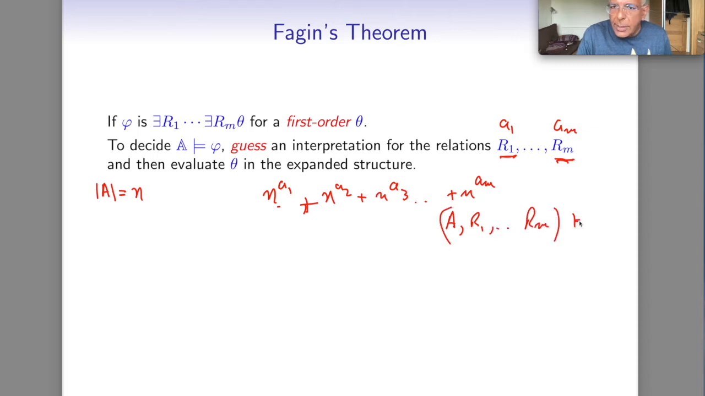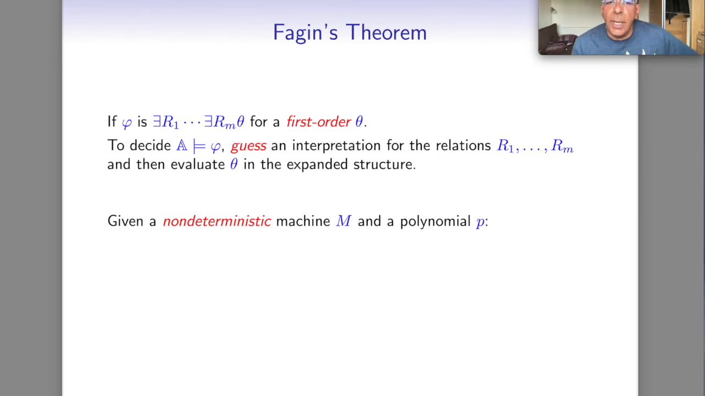And I check whether this satisfies the first order formula theta. And we already know, as we saw in the first lecture, that evaluating a first order formula on a fixed structure can be done in polynomial time and even logarithmic space. So that step is deterministic polynomial time. And essentially, I have a polynomial amount of non-deterministic binary branching steps before that. So the whole computation can be carried out by a non-deterministic machine in polynomial time.